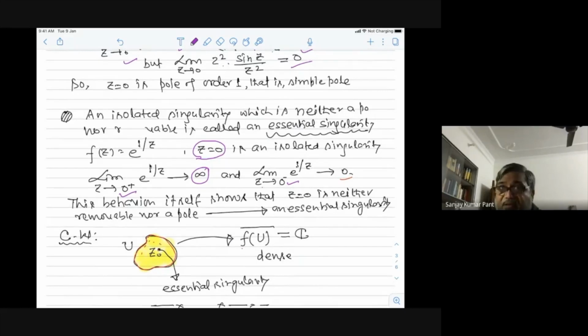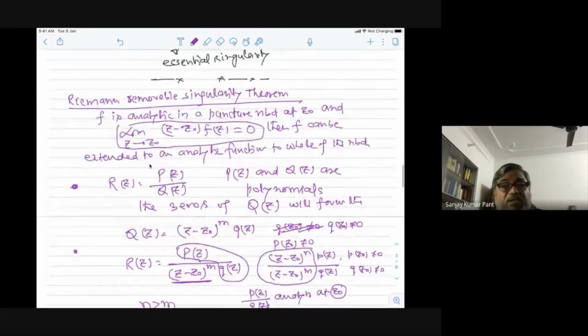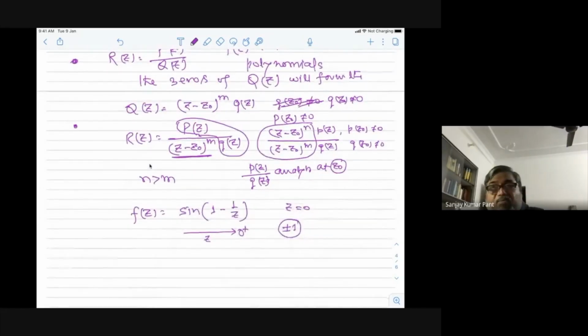Some people will say that a pole is a bad kind of thing. No, this is not the case. It depends how you see things. So there comes the concept of meromorphic functions. Poles are the only discrete points where the function is not taking any value. If poles are the only singular points, then the function is called a meromorphic function.